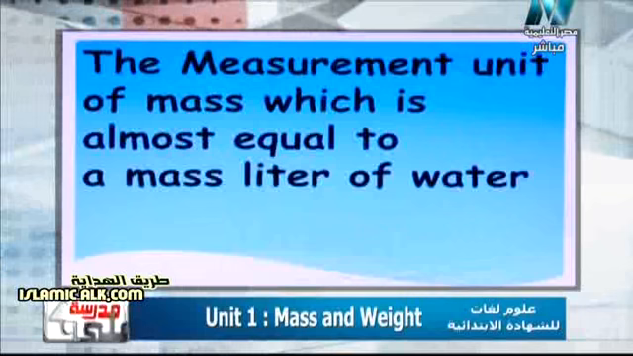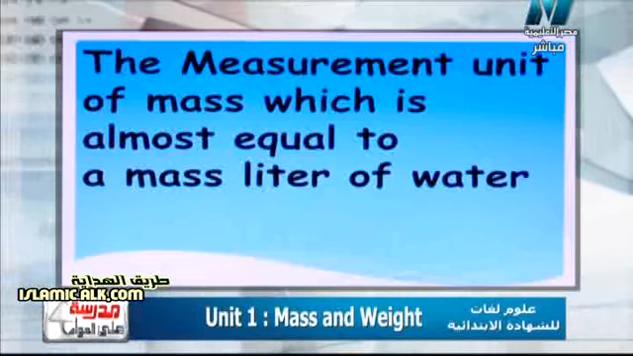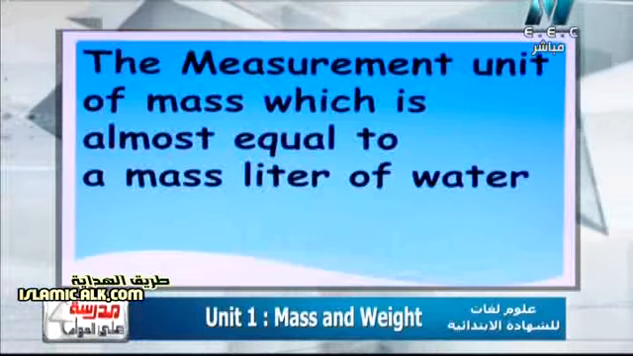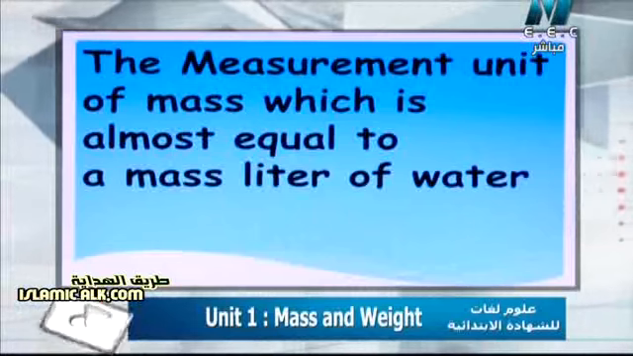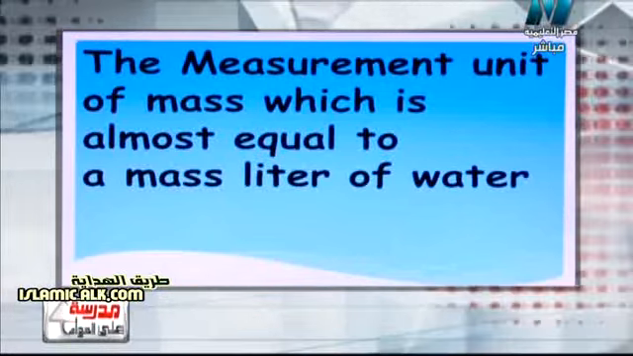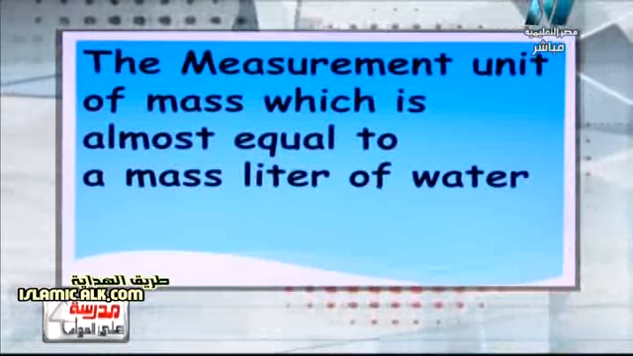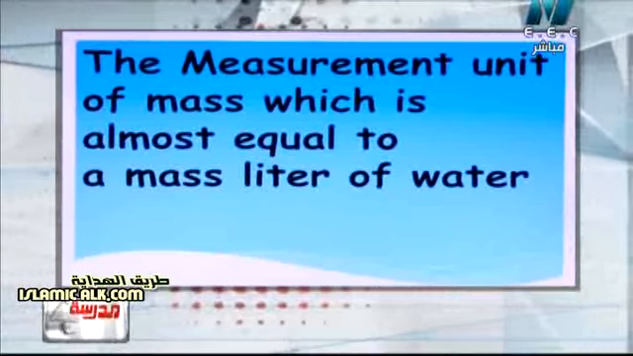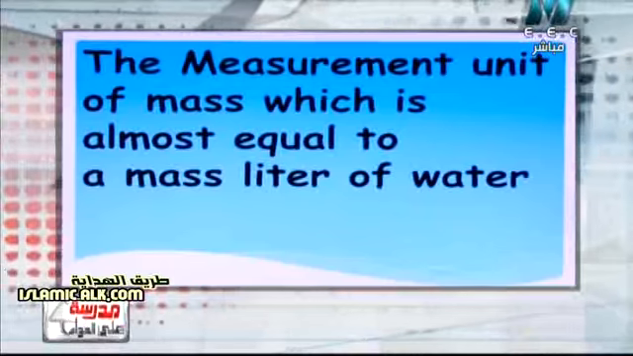The measurement unit of mass, which is almost equal to the mass of a liter of water. Here I can't just say any unit. I have three units which are gram, kilogram and ton. But this question is specified. It says a unit equal to the mass of 1 liter of water. Surely it will be 1 kilogram, not gram and not ton.